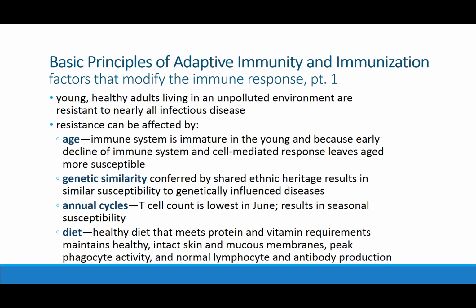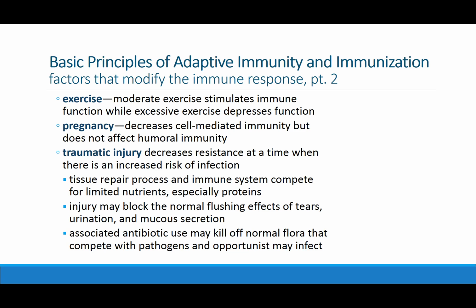Diet is also important. If you're eating a healthy diet, especially one that meets your protein and vitamin requirements, then you're going to have a much healthier immune system and a much more robust one. Exercise: we find that moderate exercise will stimulate immune function, but excessive exercise will depress immune function. Pregnancy tends to decrease immunity if it's cell-mediated, but it has no effect on humoral immunity, which is interesting. So in T cells, we see depression in their function.